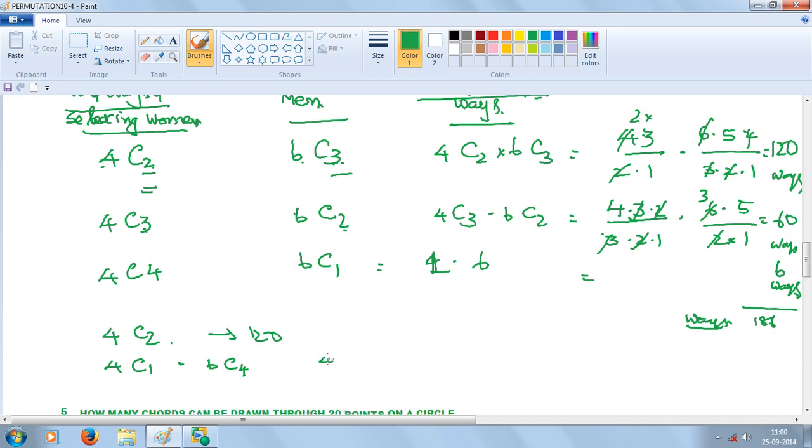4C1 is 4, multiplied by 6C4, which is 6 multiplied by 5, multiplied by 4, multiplied by 3, divided by 4 multiplied by 3 multiplied by 2 multiplied by 1. So this 4, 3 will get cancelled with this 4, 3. This 2 will get cancelled with this 3. 3 5s are 15, into 4 is 60 ways.